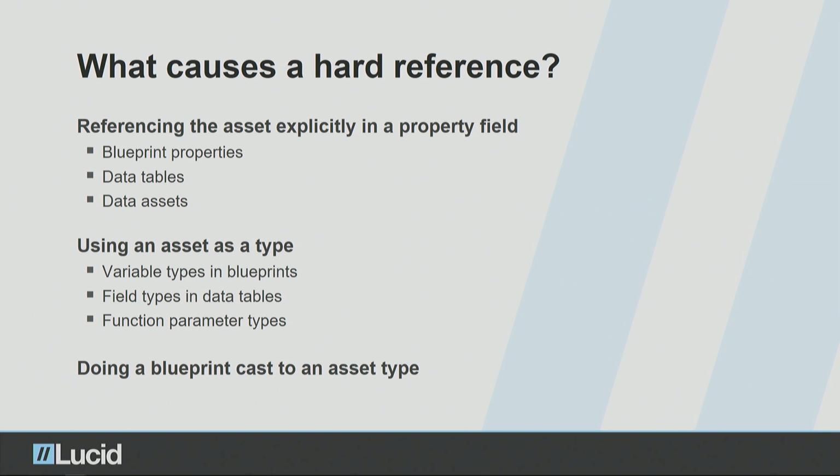So I'm going to talk now about what causes hard references. Some of them are really obvious, like explicitly referencing an asset in a property field, in a data table or in a data asset. You're saying, I want to reference this asset, so the asset has to be there. That makes sense, and they're quite visible. You can see them by looking at your fields.